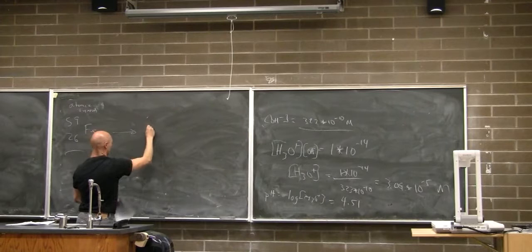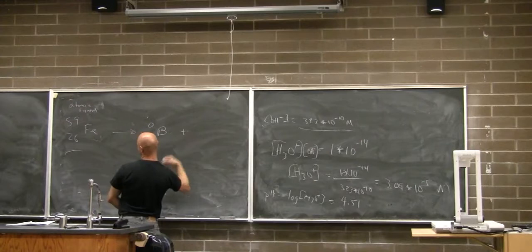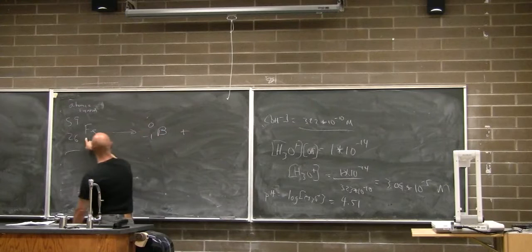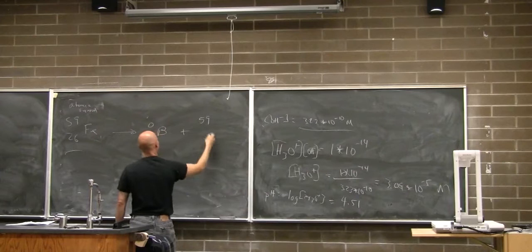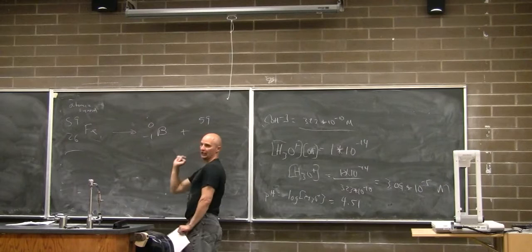Remember, this has got to balance. It's a mathematical equation, so this has got to equal this. So then we're going to have some element here. We're still going to have a 59 here because 59 equals 0 plus 59. And then right here, somehow we need to get that 26. What's it got to be? It'll be 27. And who's 27? Co.